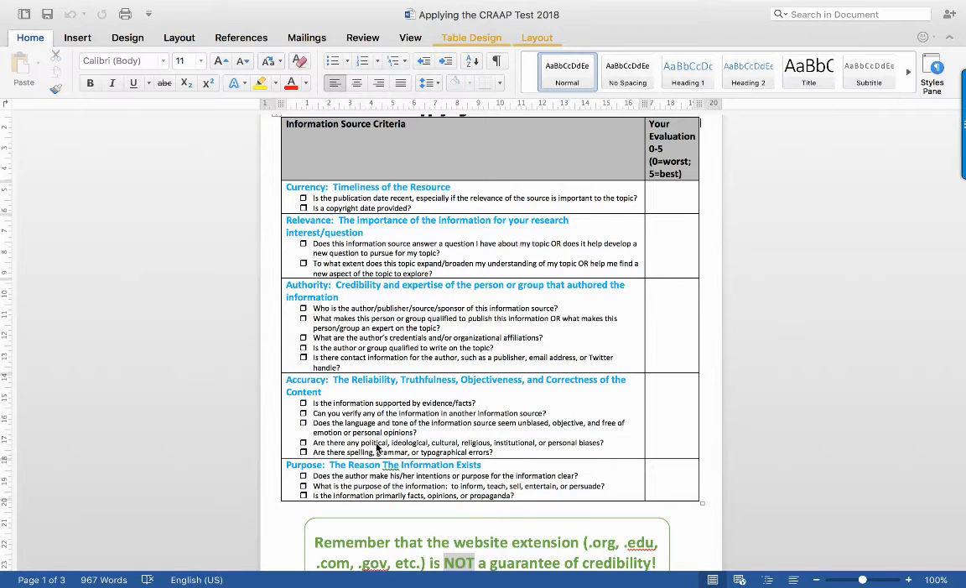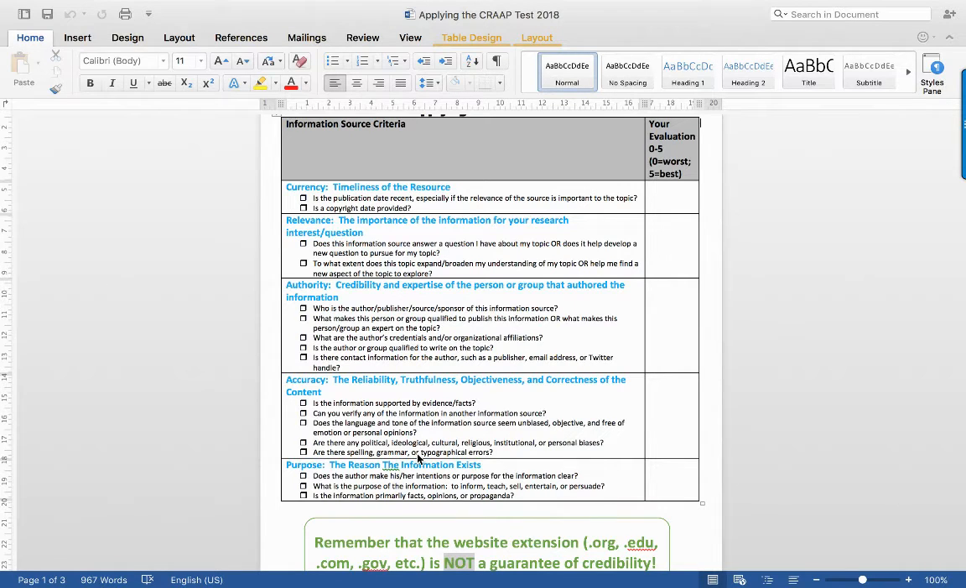Also, consider if there's any political, ideological, cultural, religious, institutional, or personal biases in this. If you're not sure if there is a bias, then just do more research and find out what the different perspectives are about the topic. Don't ignore one side or the other. Get to know everything. Make sure that your source is free from spelling, grammar, or any other kind of errors.